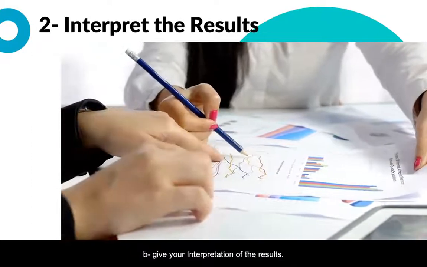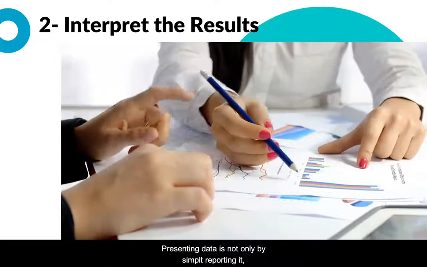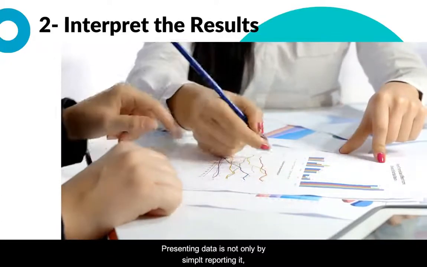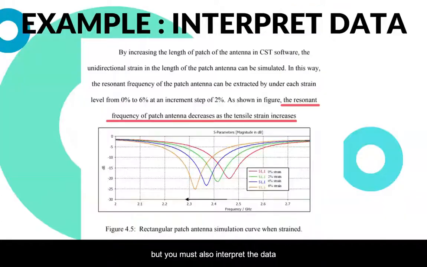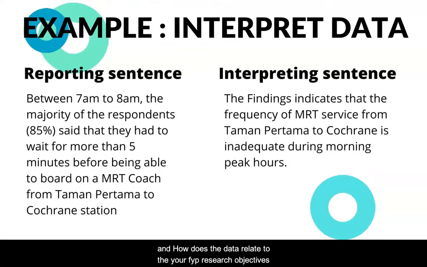The second tip is, try to give your best interpretation of the results. Presenting data is not only about simply reporting it, but you must also interpret the data, which means you need to describe what the data means in relation to your research question or problem statement. And you also have to give an explanation on how the data relates to your FYP research objectives.